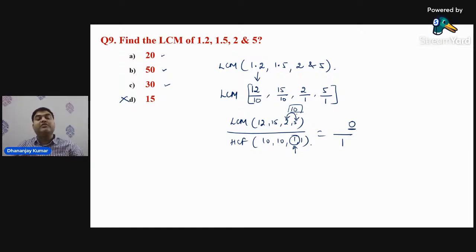Now you can find out how to find the LCM of these numbers. If you want, take the bigger two numbers, the highest two numbers, 15 and 12. 12 cannot divide 15 completely. So 15 into 2 is 30. What is the LCM? 15 into 2 is 30. It is 1.5 by 10 only, no?